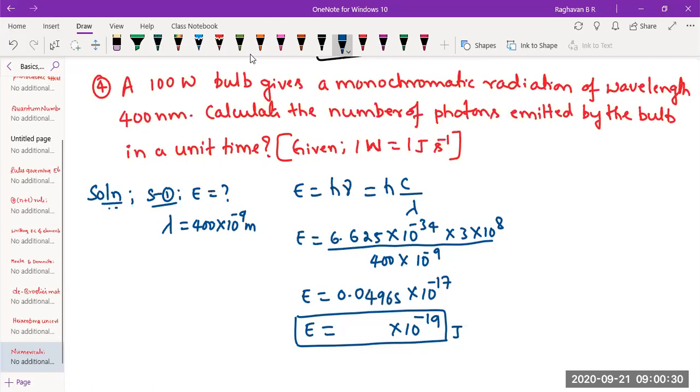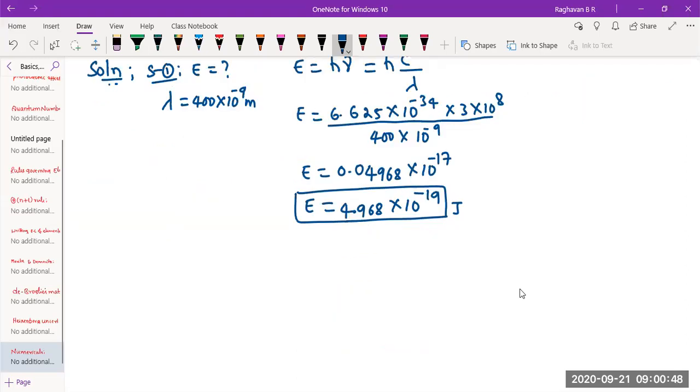Fantastic. 4.968 into 10 raised to minus 19 joules. That is the energy of one photon. What is the total energy? 100 watt is 100 joules per second. So I can just take the number of photons you need to calculate. The simple arithmetic calculation. Step 2.